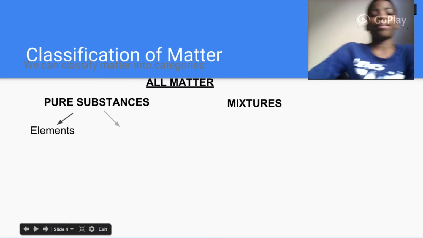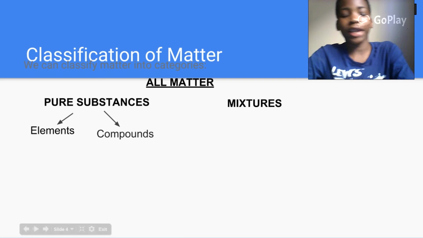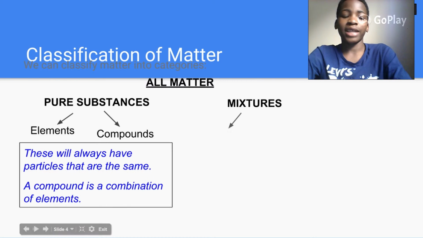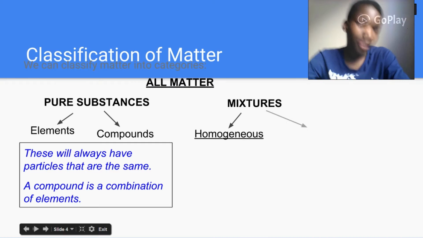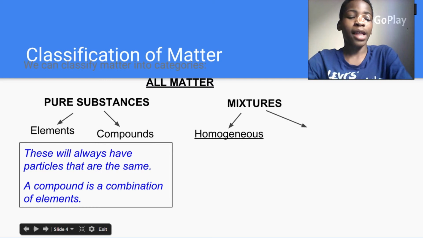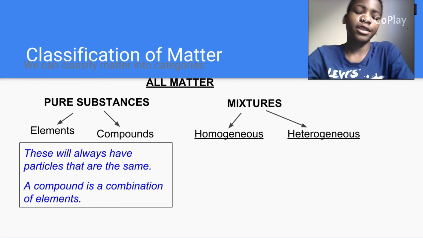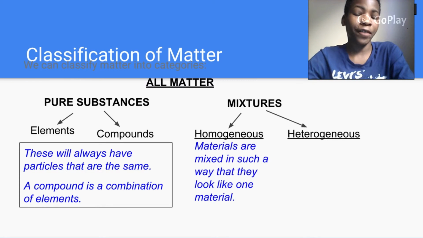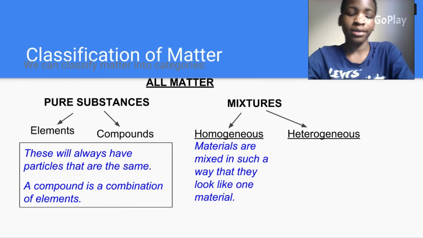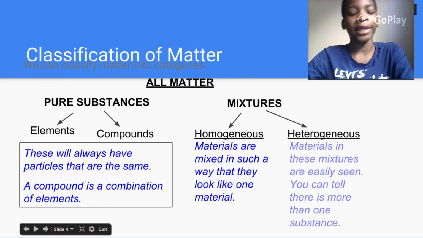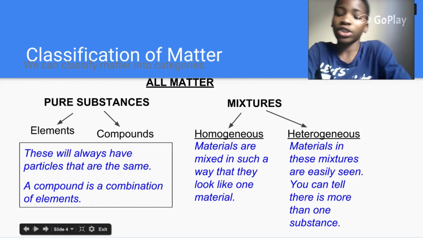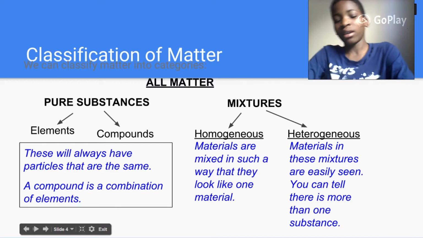All matter can be classified into two categories, pure substances and mixtures, which can also be classified into different categories. Pure substances go off into two different types, which are elements and compounds. Elements will always have particles that are the same, and a compound is a combination of elements. And then mixtures, on the other hand, are completely different.